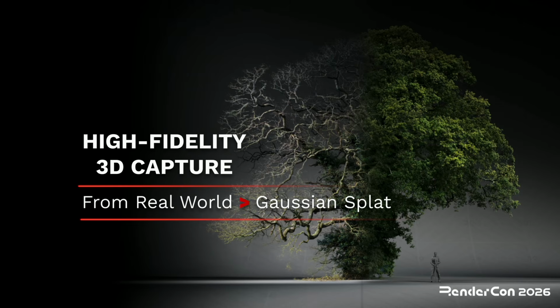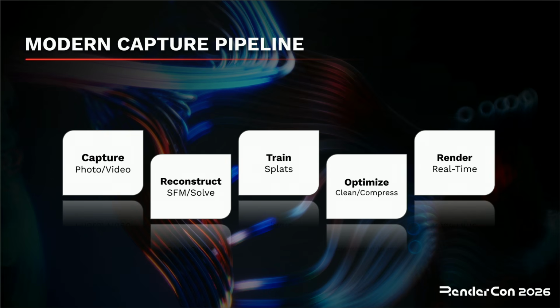All right, so let's talk about capturing high fidelity 3D capture from real world assets. This is the traditional method first, and then we're going to go into some other methods. For real world capture, it's actually quite simple. You just need data. You need the photo or video, then you do the reconstruction, the SFM, the solve, and then you train the splats, and that's where it deviates from typical photogrammetry. Capturing splats, the first few steps are very similar to photogrammetry, but once you start to train, that's when you break away from that, and it becomes more of a neural process.